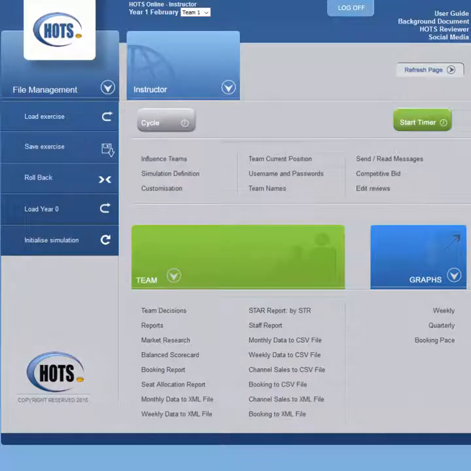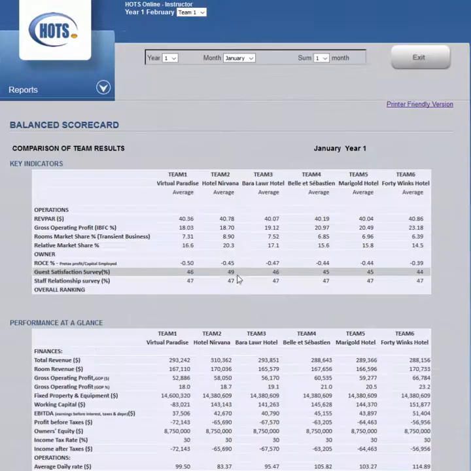There is one report available that isn't available directly to the teams, in that they can't see it from their own logged in screens. So you as the facilitator can choose to distribute this by printing it, giving it to the teams, or putting it up on screen via a projector, and that's the balance scorecard.